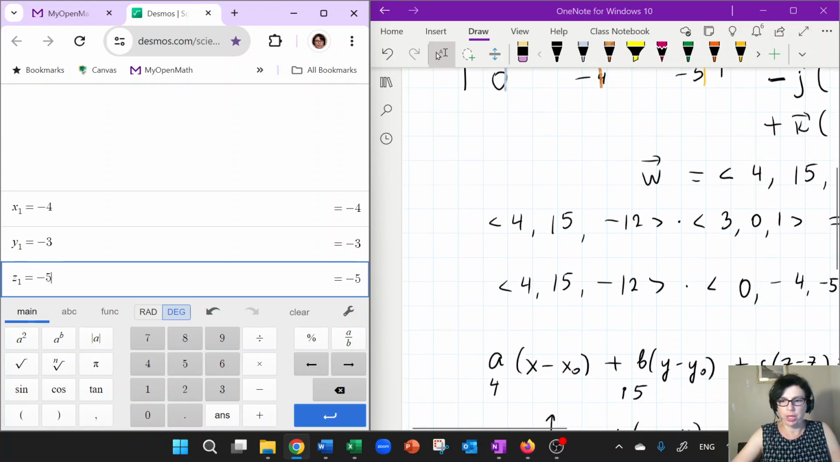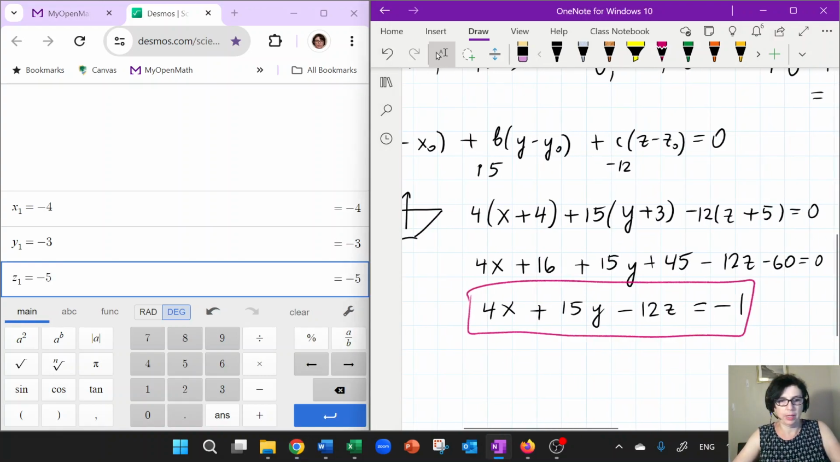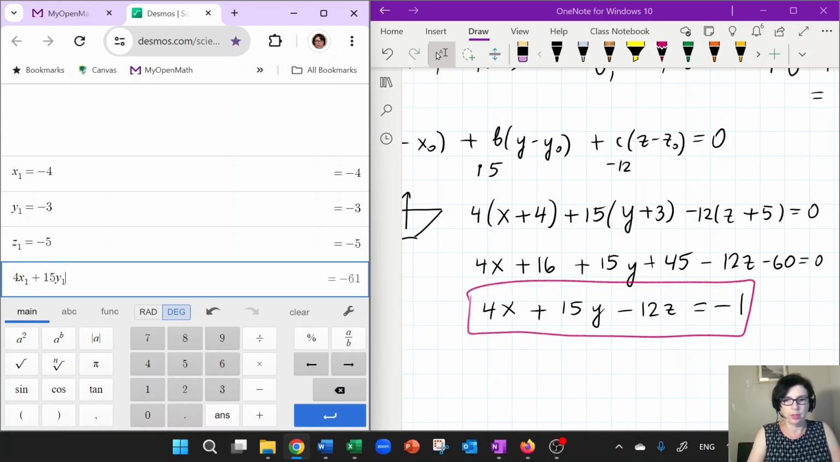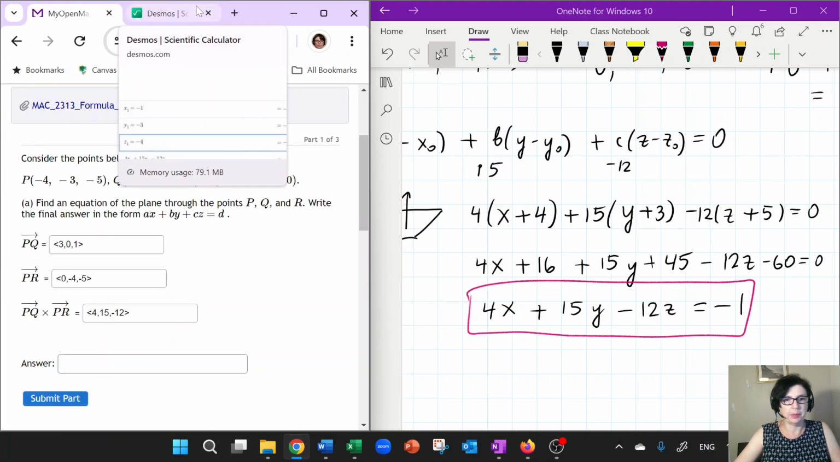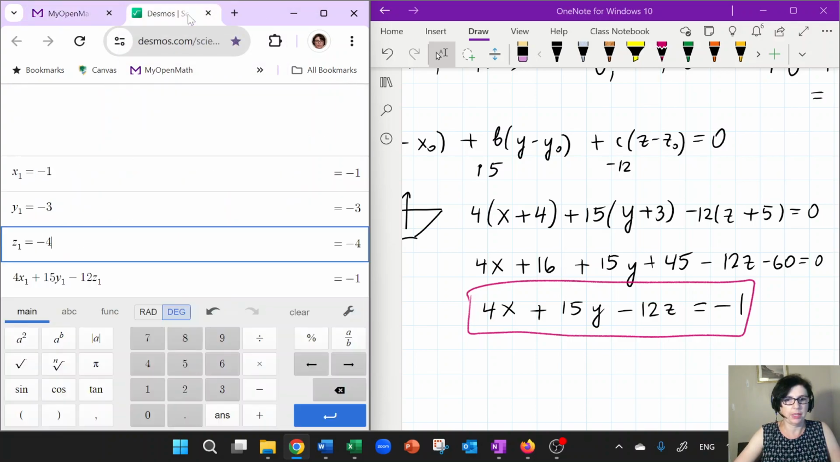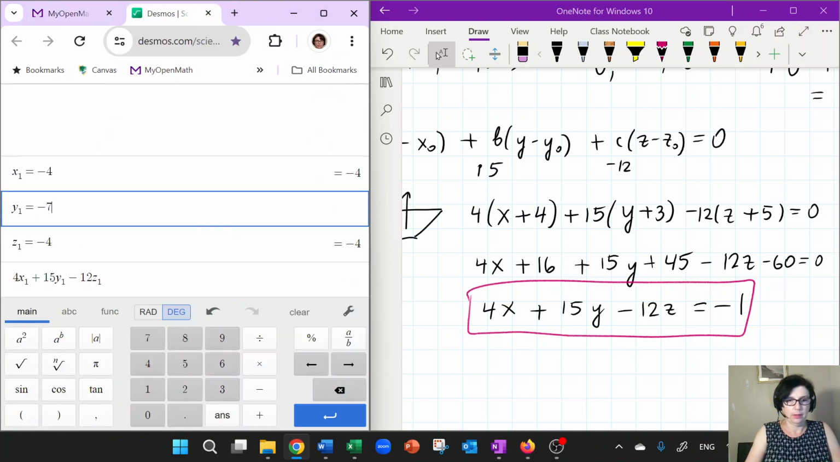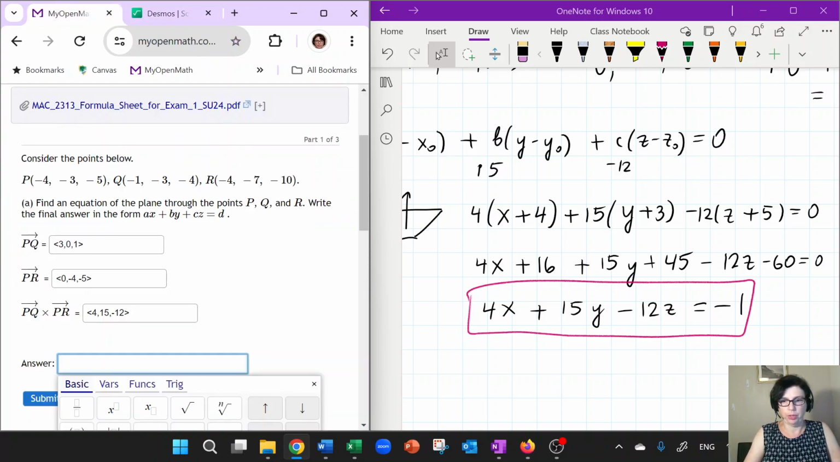And I want to check if the equation I got is really going to work. So I get 4x1 plus 15y1 minus 12z1, and I got negative 1. So that's good. Okay. For the second point, I had negative 1, negative 3, negative 4. And that's also negative 1, so that works. And then for the last point, I have negative 4, negative 7, negative 10. And that works also, so I know for sure that my answer is correct.